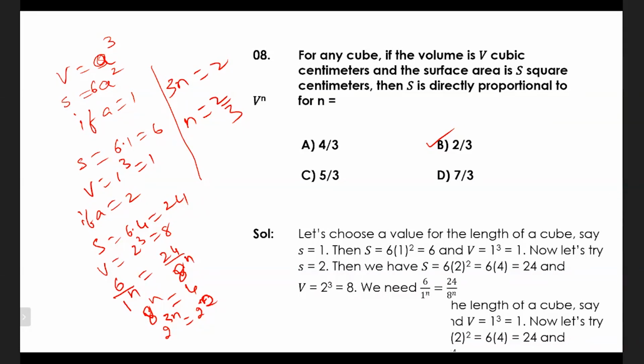Instead of all these things, I can also do it like this. Volume is A cube. Surface area is 6A square. If you forget this 6 number, we'll take V square, that is A power 6, and S cube equal to A power 6. So if you take this, it is 2 by 3. Volume power by surface area power is 2 by 3. That way also we can do it. But anyway, this is another method. So let us go to the next one.